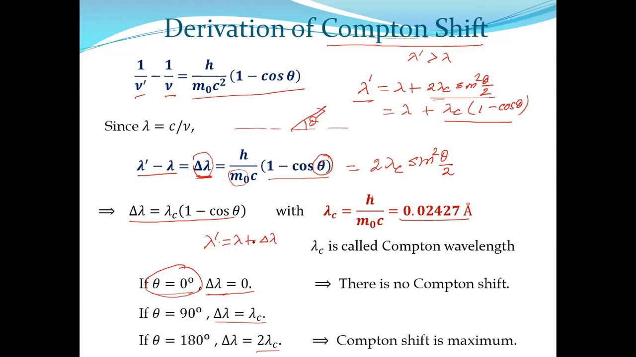So due to Compton shift, we are getting the modified lines. That means we are getting some new wavelengths. Why am I saying that? Because for different angles, you are getting different values of lambda dash. Lambda dash depends on the scattering angle. So if you change this angle, you will get different values of lambda dash. Clear?